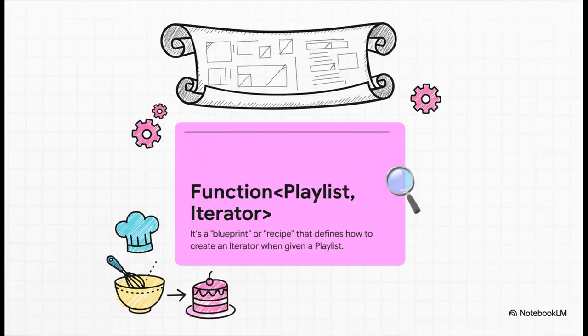So what is this weird function playlist iterator thing? Don't let the syntax scare you. It's simply our blueprint. It's a piece of logic, a recipe that basically says, hey, I know how to take a playlist that you give me, and from that, I can produce a brand new iterator. And in modern Java, we can represent this perfectly with a simple lambda expression.